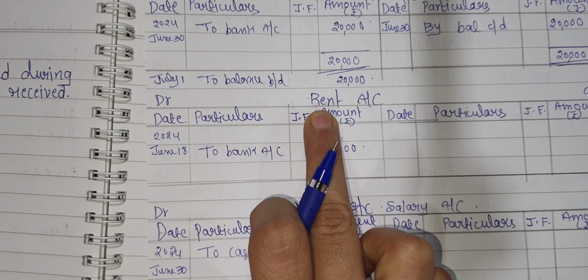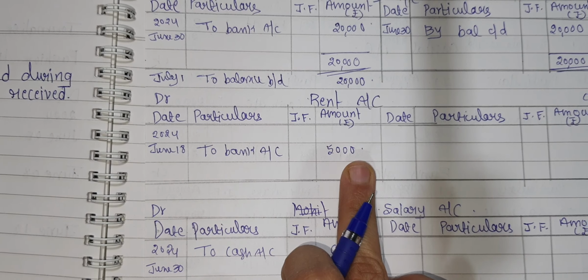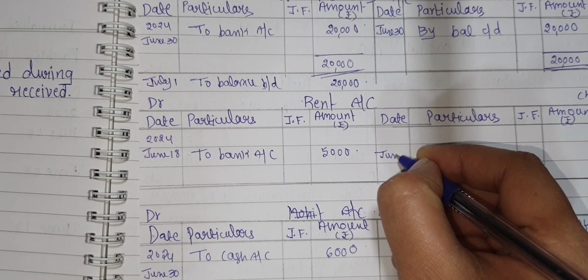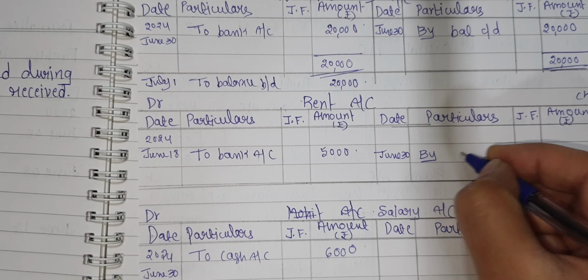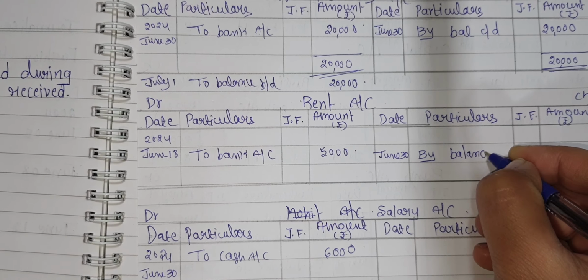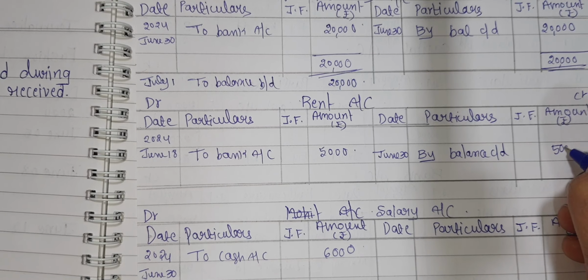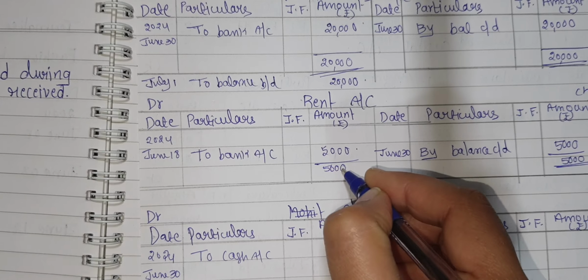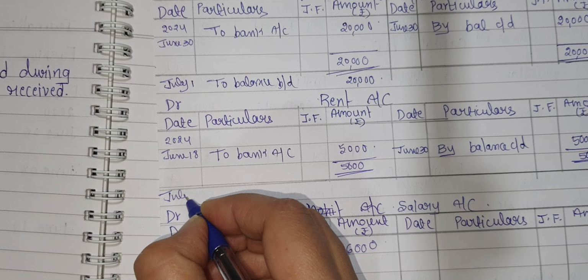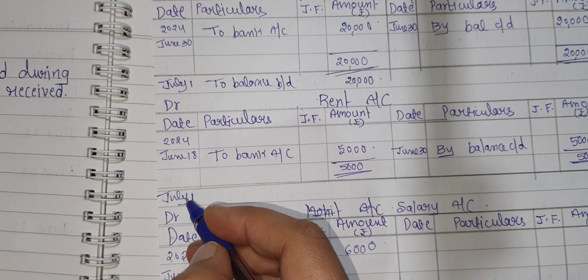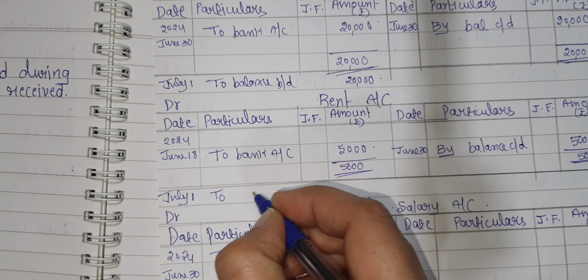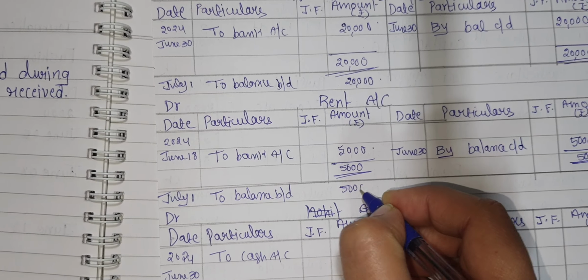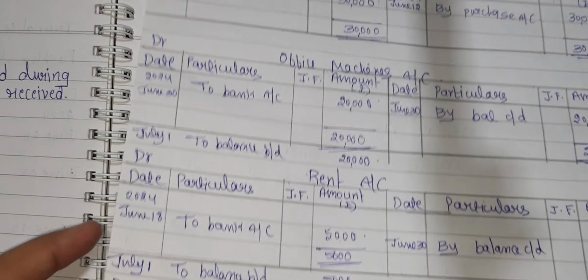Fine. Now next one is the rent account. To bank account, that is 5,000 on the debit side, and on the credit side there is no amount, so the closing balance is on June 30th, by balance carried on, that is rupees 5,000. Close the account and write down the opening balance of July 1st. Exactly on the opposite side we have to write, that is to balance brought down, that is rupees 5,000.